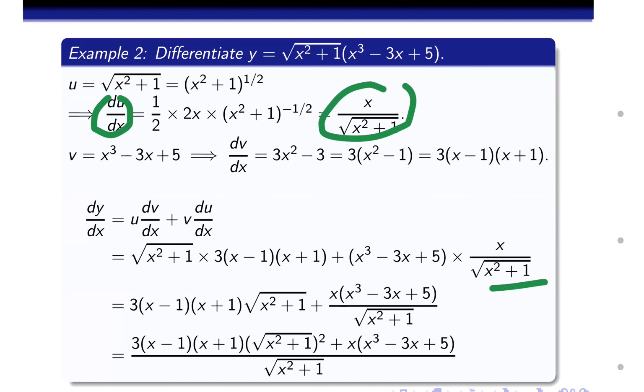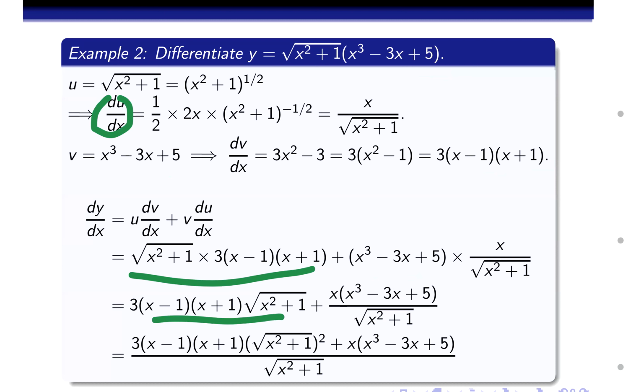And then the next thing you just need to do is to begin to tidy things up better. So you have all this put together. So you have 3 into x minus 1, x plus 1 into square root of x squared plus 1. And then for this other part now, you have x into x cubed minus 3x plus 5 all over root x squared plus 1. And then the next thing we are doing is to take the LCM, like put this over 1. The LCM will be this. So, and then that's why you have this here.